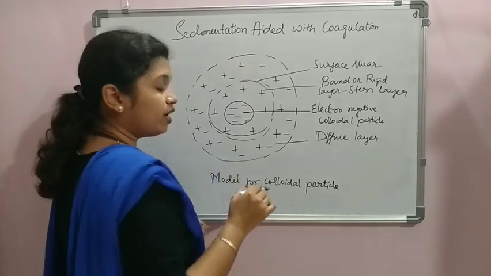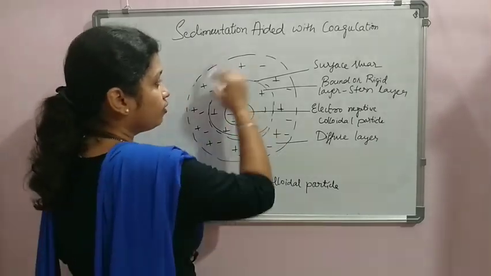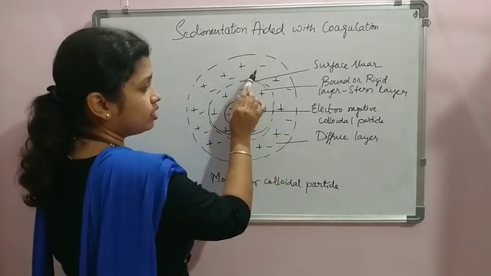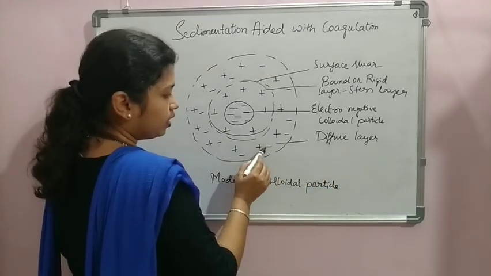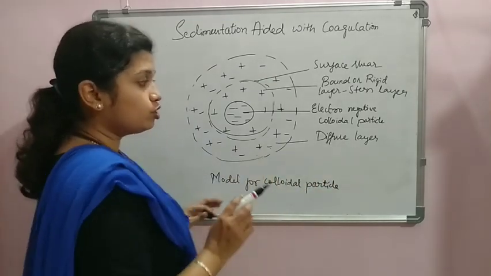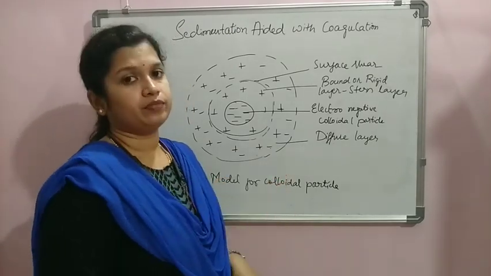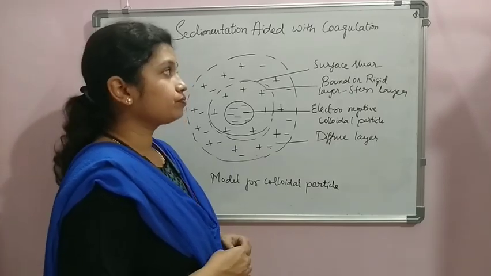When we add chemicals called coagulants, they form a layer wherein the neutralization of the charge takes place. That final layer we call the diffuse layer. Here we can see the neutralization of the charge. Once the charge gets neutralized, the particles come to the bottom and get settled out. How the process takes place, let us understand.